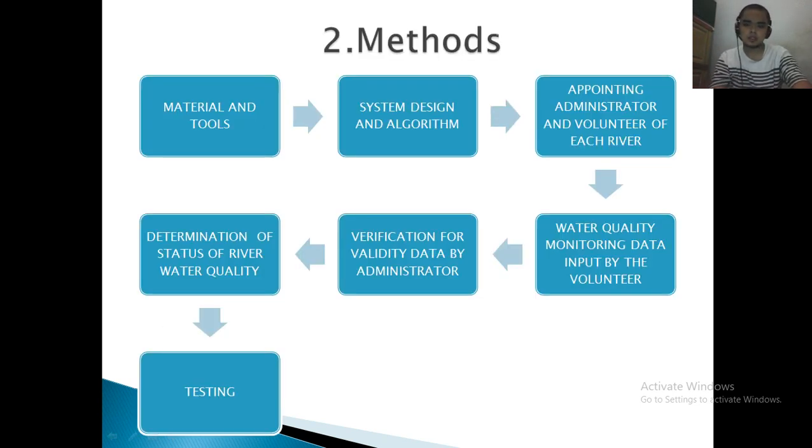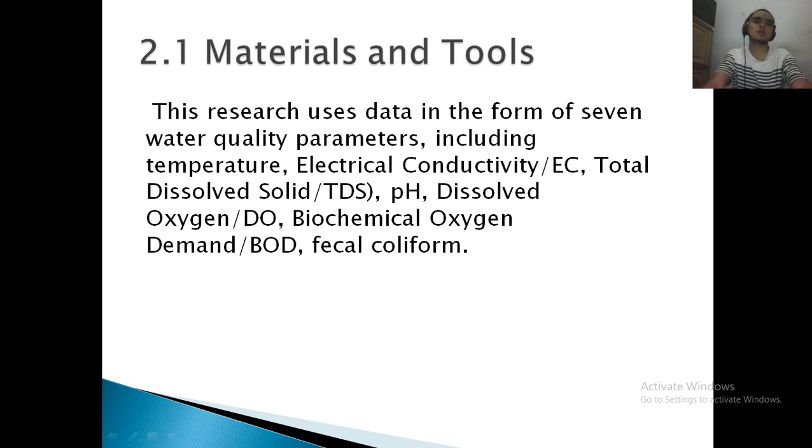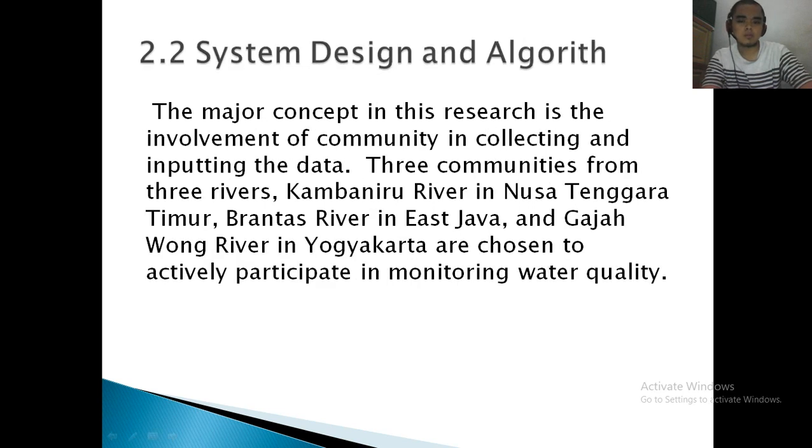And two, the part is the method. The method has seven parts. Okay, the first part is materials and tools. This research uses data in the form of seven water quality parameters, including temperature, electrical conductivity, total dissolved solids, pH, dissolved oxygen, biochemical oxygen demand, and fecal coliform, and the system design and algorithm.